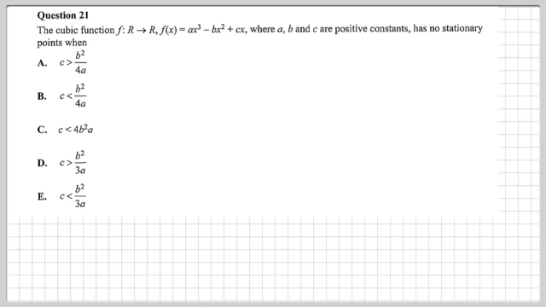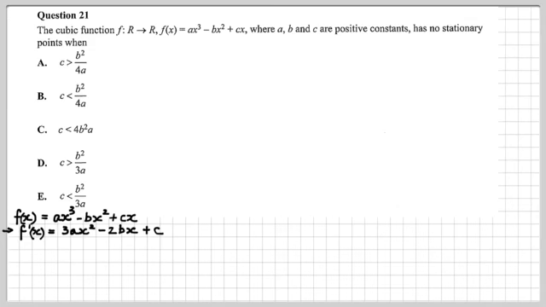Alright, question 21. Let's have a look. We've got a cubic function. There it is. There's the cubic, where a, b, and c are positive constants, and it has no stationary points when. And we've got all these options involving c. Well, no stationary points to me says we've got to do the derivative, and the derivative will be a quadratic. And I think I know what to do. It's a discriminant question, actually. I think I can see a discriminant very, very clearly coming up on the horizon.